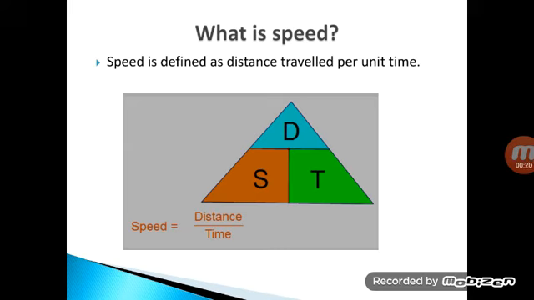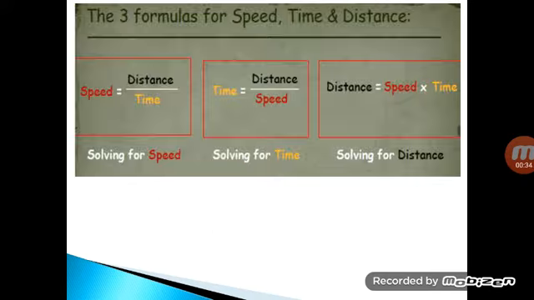What is speed? Speed is defined as the distance traveled per unit time, and the following triangle shows the relationship between speed, distance and time. As there are three things involved, speed, distance and time, any of these may be missing in the following questions, and you can change the formula according to the unknown value involved.